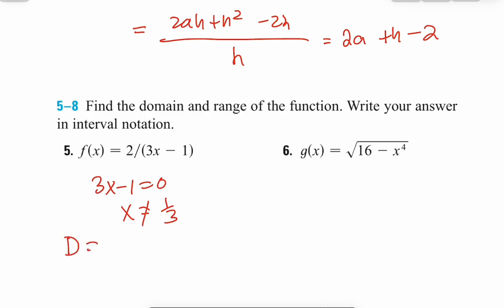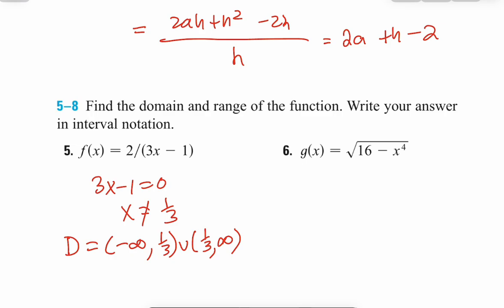And so our domain would go from negative infinity until it hit that asymptote on the left side. It will jump across that 1/3 gap, and then it'll keep going forever and ever and ever. So you'll notice that we have skipped 1/3. And that's how we denote that, using parentheses. Don't use a bracket. That means we landed at 1/3. We don't land at 1/3. We skipped it.